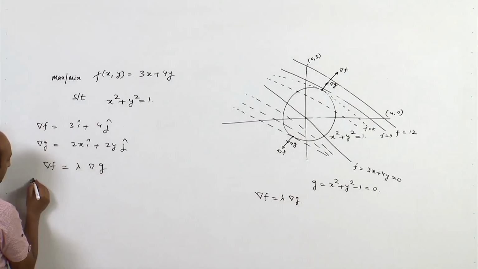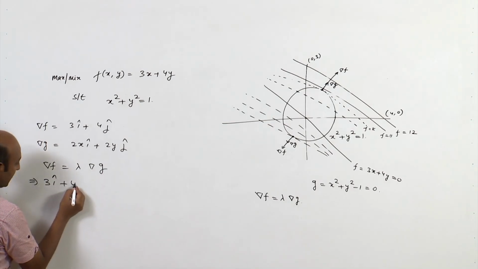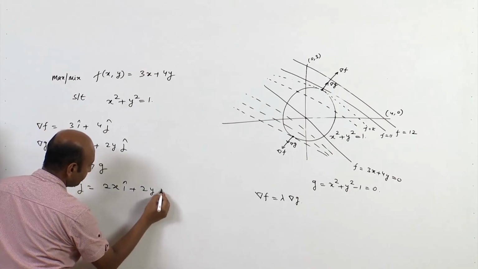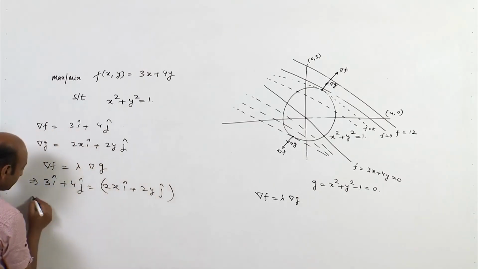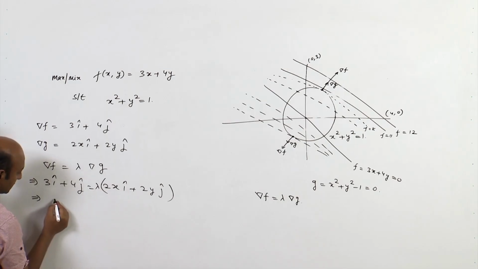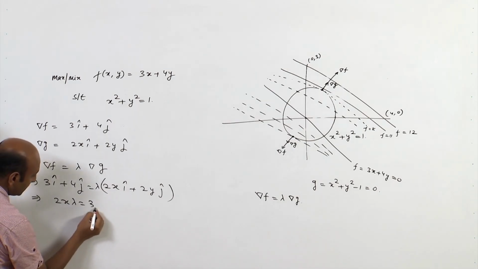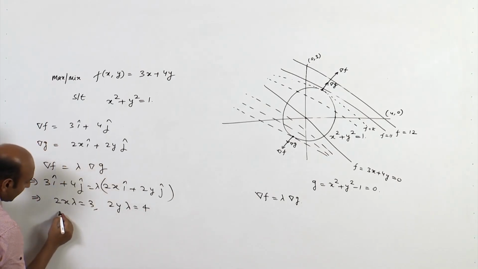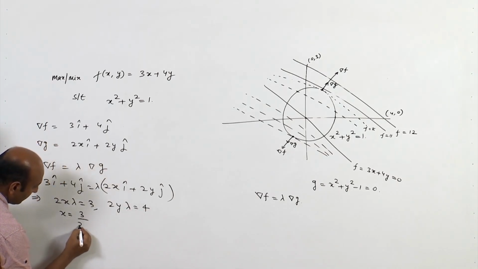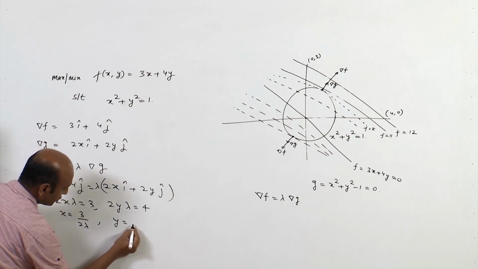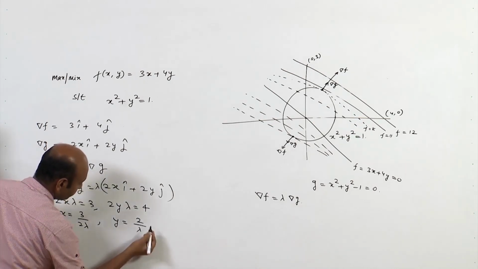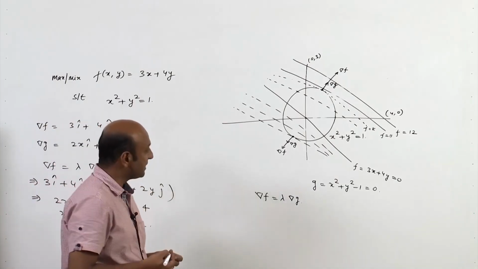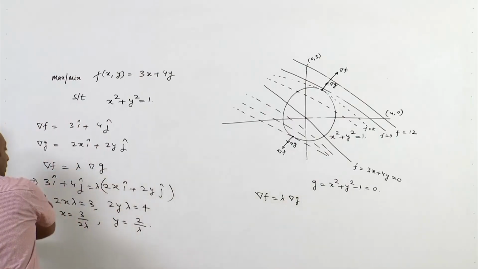So, this implies 3 i cap plus 4 j cap will be equal to lambda times 2x i cap plus 2y j cap. This implies 2x lambda will be equal to 3 and 2y lambda will be equal to 4. So, here x will be equal to 3 upon 2 lambda, and here y will be equal to 2 upon lambda. Now, this point must be on the circle also. So, this must satisfy x square plus y square equal to 1 also.